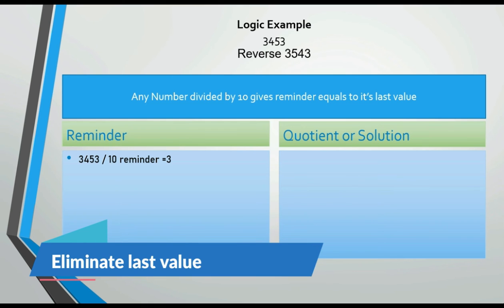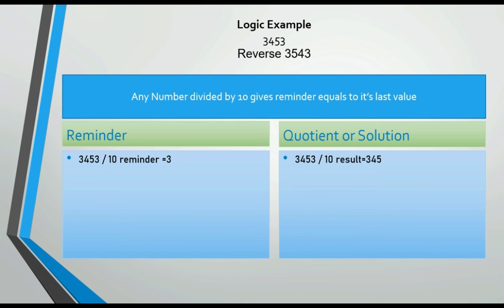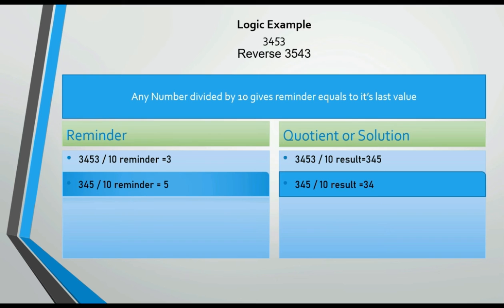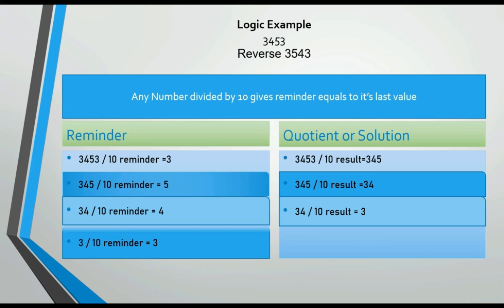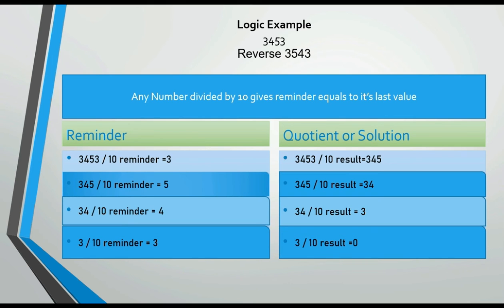Now we need to eliminate the last value because we want to access the second last value. When we divided 3453 by 10, it gave us a result of 345. And we can divide it again and it will give another value. We will continue this process to get all the values and store them in our reverse number until the number becomes 0. So now we know the logic. Let's code it in our program.